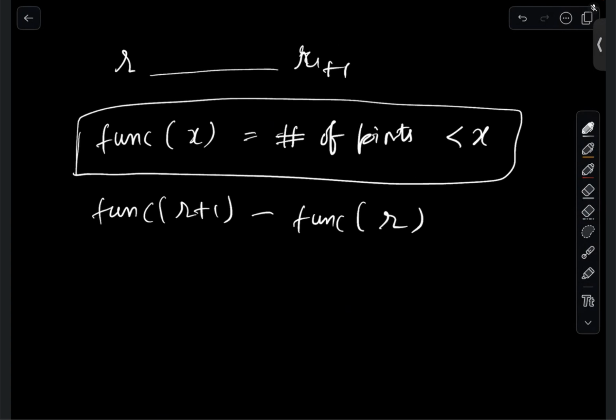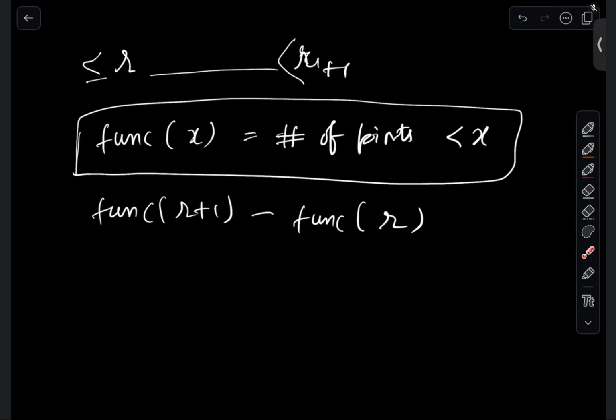Because if I want to find all points where distance is greater than or equal to r but less than r plus 1, then let's assume I have a magical function which gives us, for input x, the number of points whose distance is less than x. Then I could simply do this. I calculate function of r plus 1, which would give me all points with distance less than r plus 1, and then I subtract function of r.